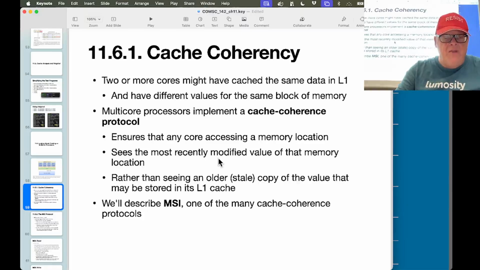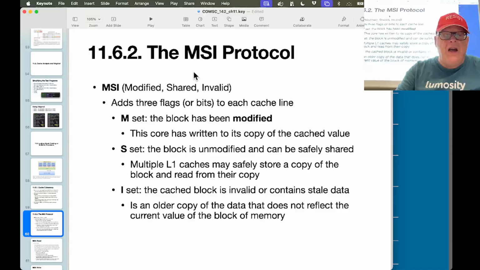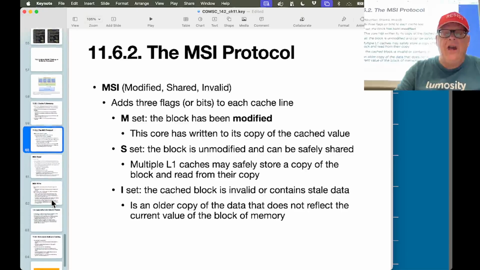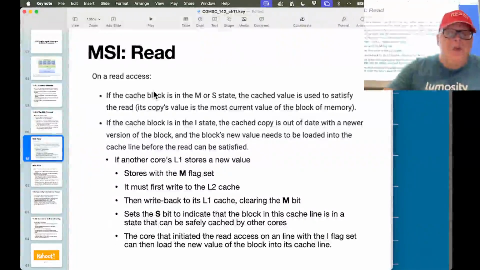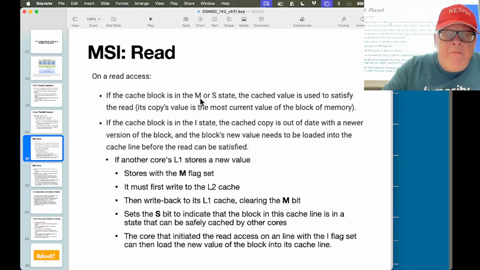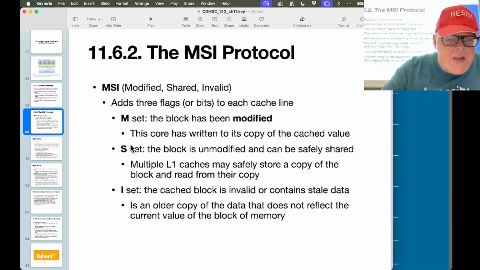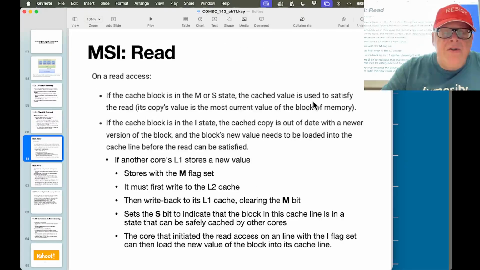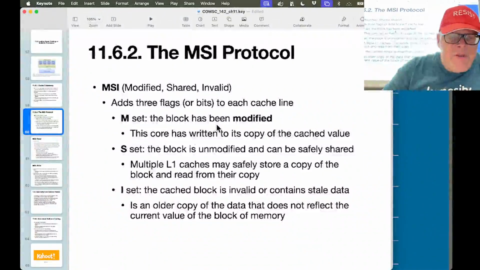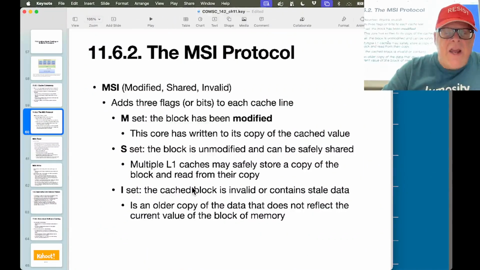All right, so the cache coherence protocol makes sure that the core accessing a memory location sees the most recently modified value instead of seeing an older version. And so one of the cache protocols is MSI: modified, shared, invalid. You add 3 bits to each cache line. M, it's been modified. S, it's unmodified and can be shared. I, it's invalid. So you have to mark all the cache memory with the situation. So on a read access, if it's in modified or shared, then the cached value is used to satisfy the read. Let's see. M means it's been modified, and S means it's unmodified. Okay, I is the invalid.